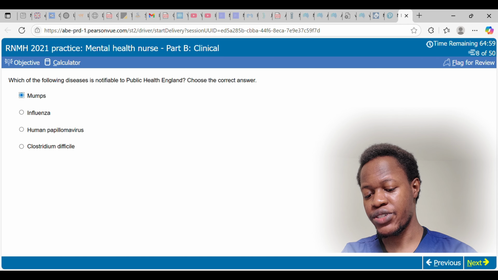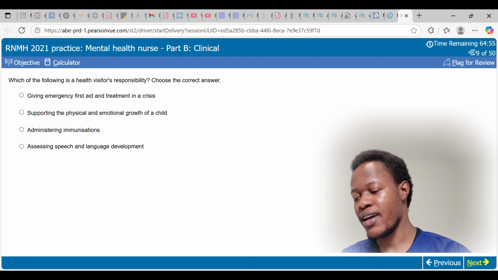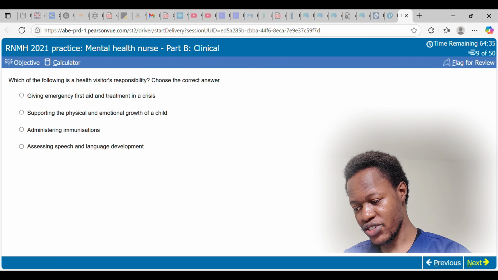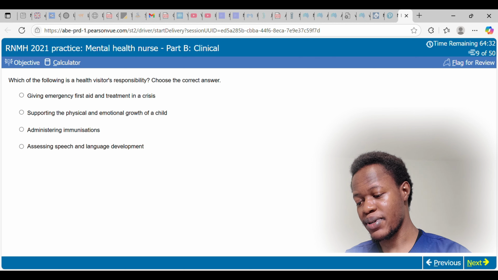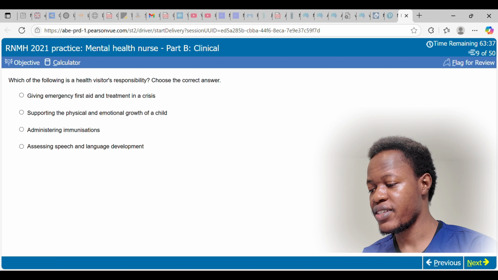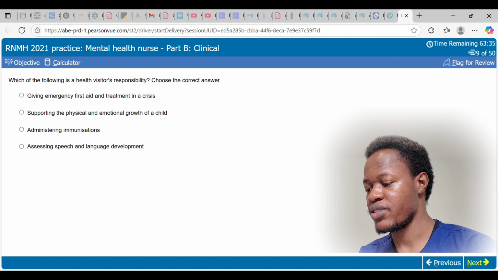Okay, the next question. Which of the following is a health visitor's responsibility? Choose the correct answer. A, giving emergency first aid and treatment in a crisis. B says supporting physical and emotional growth of a child. C says administering immunizations. And D says assessing speech and language development. So I think our correct answer should be giving emergency first aid and treatment in a crisis.